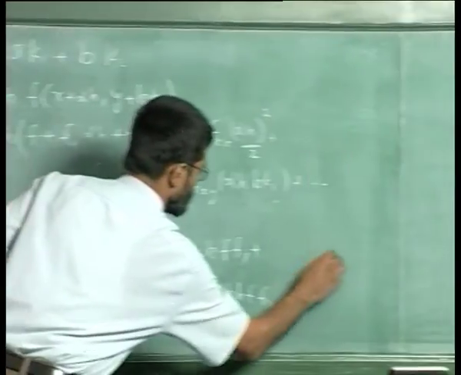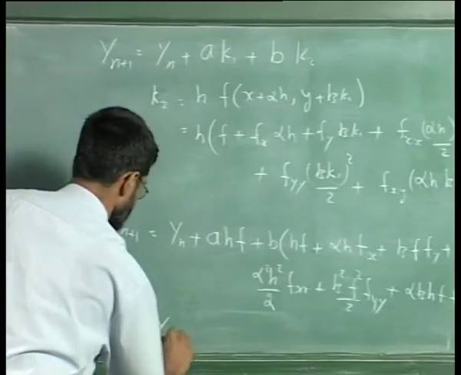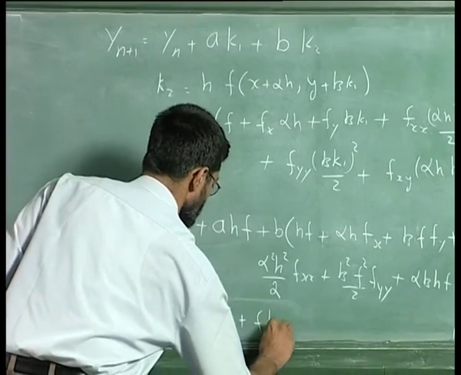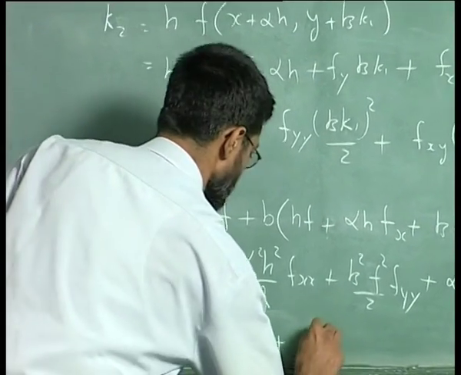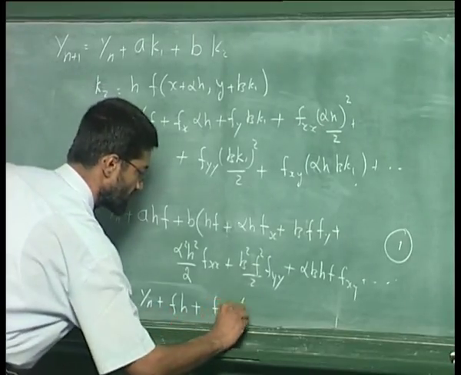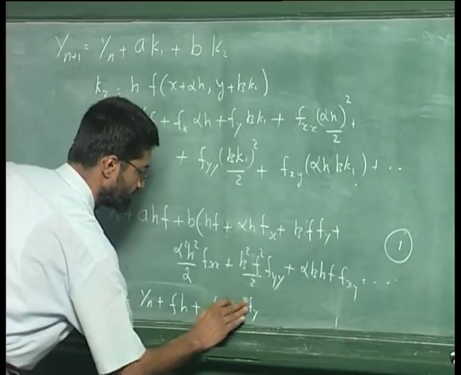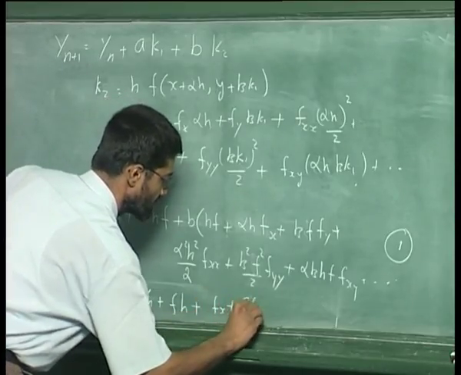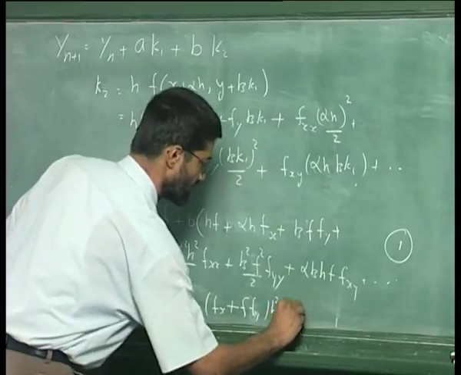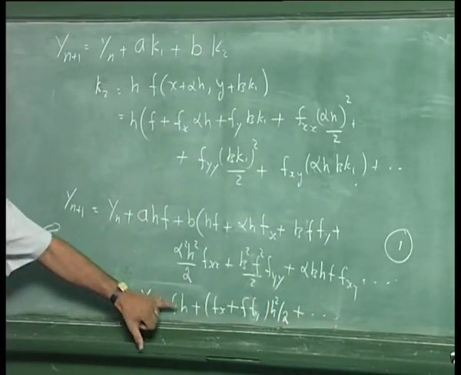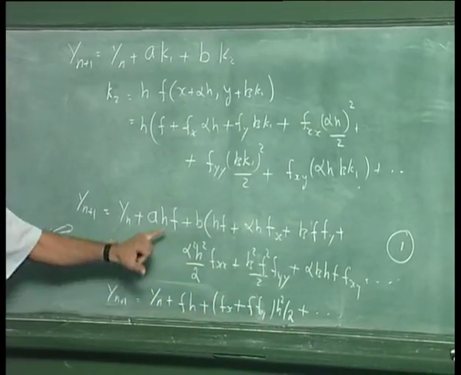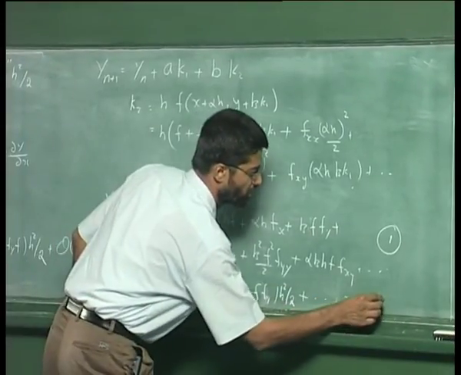So let me write this equation here again. So this is equation number 1, and another equation would be obtained as yn plus 1 is equal to yn plus f times h plus fx plus f times fy times h squared by 2, plus higher order terms. So I can compare order h terms with this and order h square terms here. I compare all the order h and order h square terms between these two equations 1 and 2.